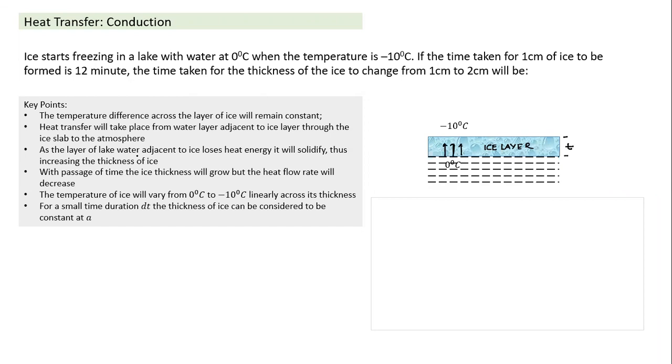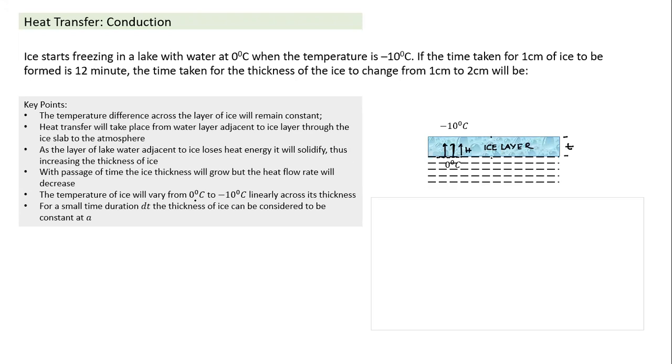As the layer of lake water adjacent to ice loses heat energy, it will solidify, thus increasing the thickness of ice. So where would ice formation take place? Just adjacent to the ice. So this layer will lose heat and will turn into ice. With passage of time, ice thickness will grow, and hence the heat flow will decrease. So initially one will see the heat flow is taking place through the ice layer. Greater the thickness is, lesser is the temperature gradient, and hence lesser is the heat flow rate, and slower will be the rate of increase of ice layer.